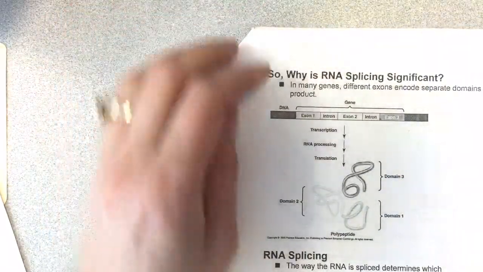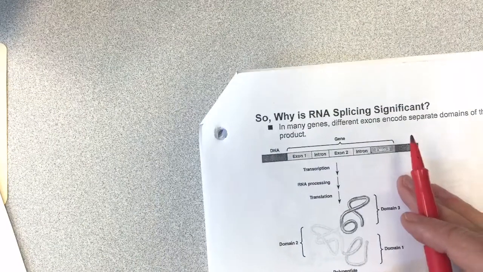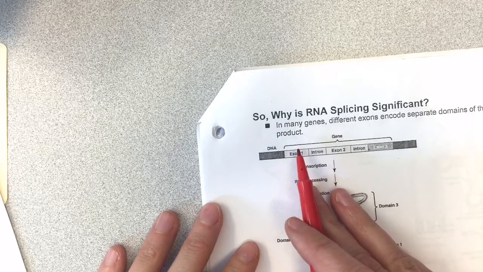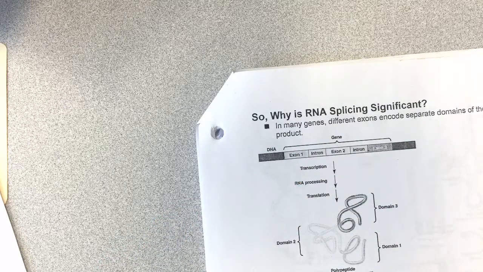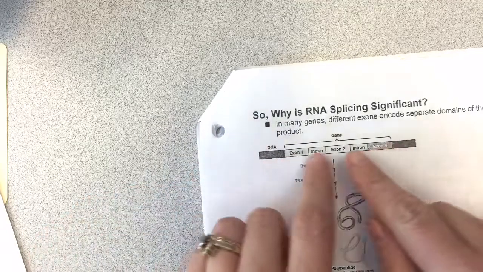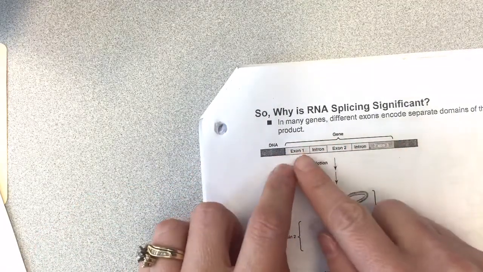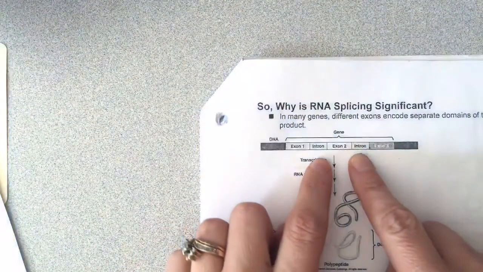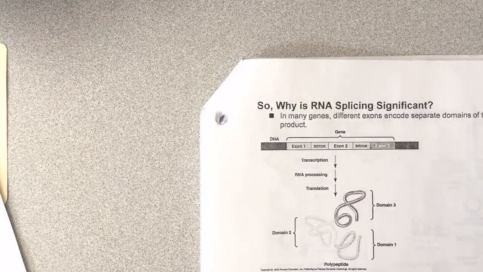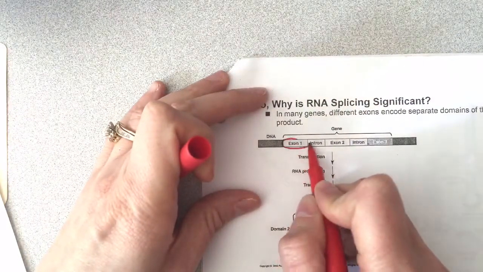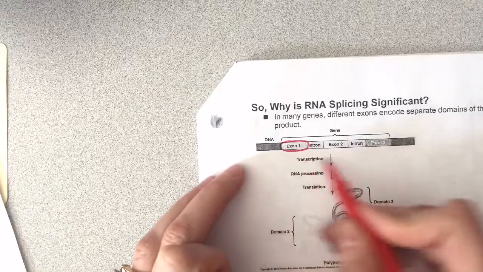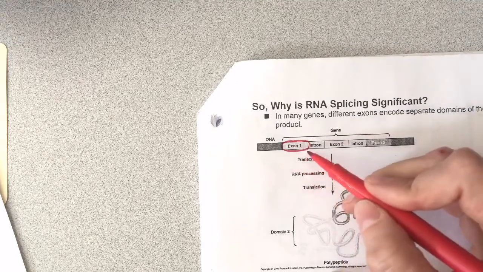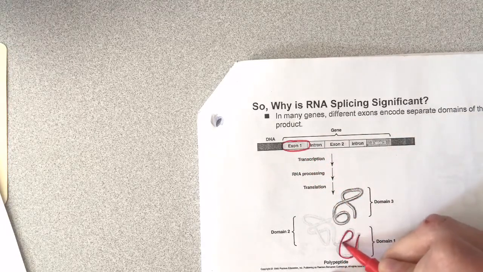So why is RNA splicing so significant? In many genes, different exons encode separate domains of the protein product. So what does that mean? Remember, here we have your long DNA strand, but just this part right here is the gene. Genes can have exons and introns, and we don't want to code for the introns, that's non-coding, just the exons. When you make the mRNA from that and eventually your polypeptide, that part of the gene codes for making this part of your polypeptide.